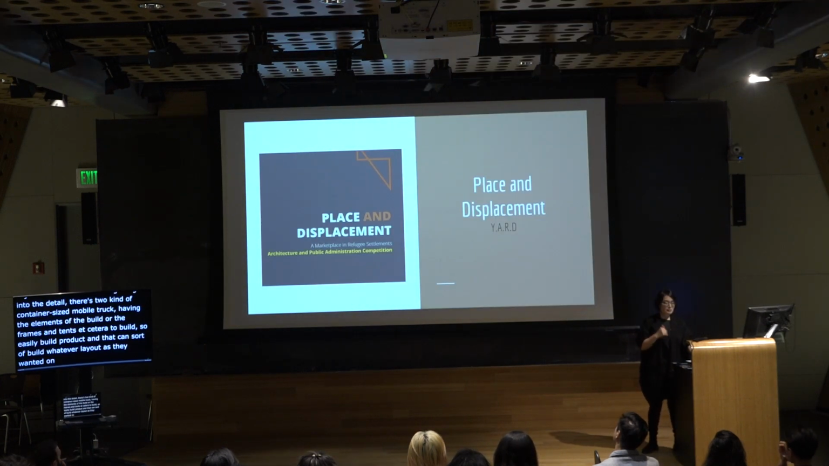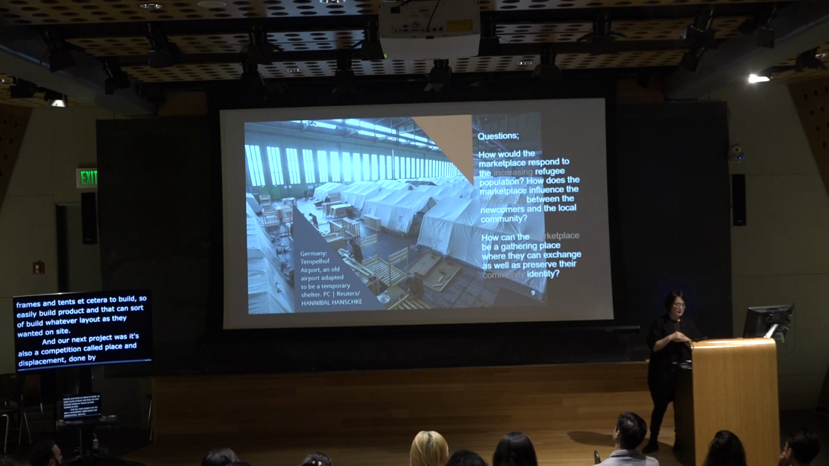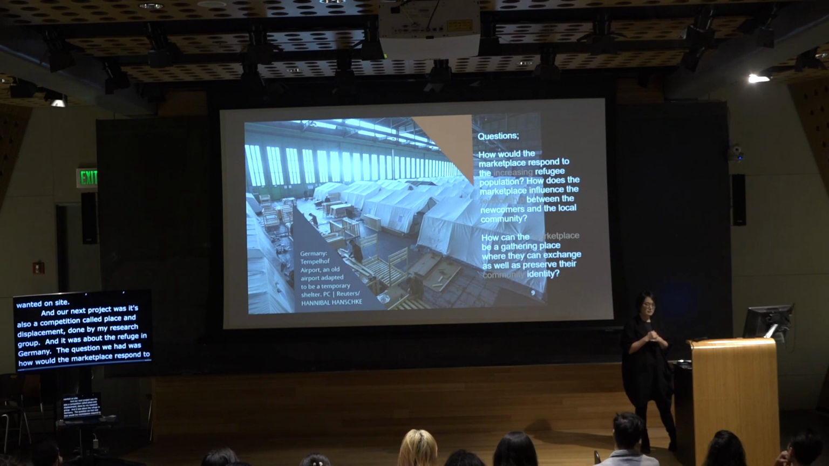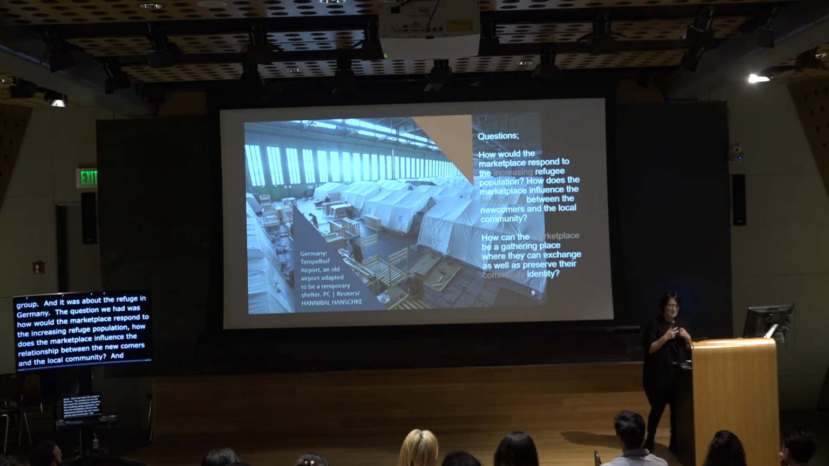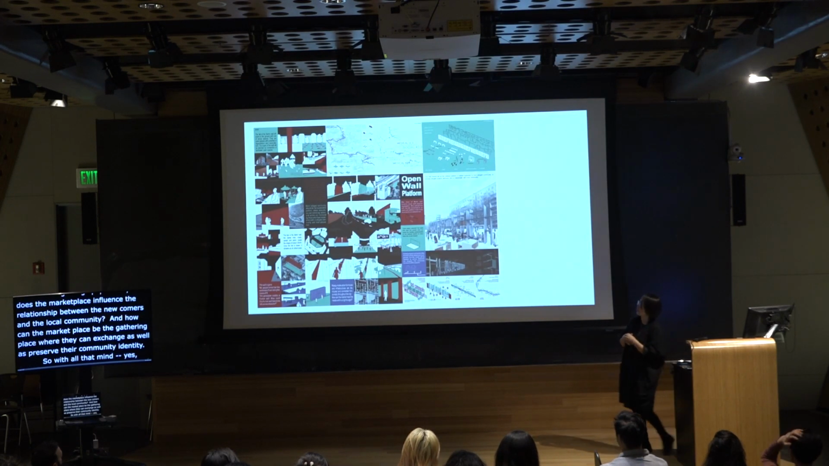The next project was also a competition, called Place and Displacement, done by my research group. It was about refugees in Germany. The questions we had were: how would the marketplace respond to the increasing refugee population? How does the marketplace influence the relationship between the newcomers and the local community? And how can the marketplace be a gathering place where they can exchange as well as preserve their community identity? With all that in mind, to make a short story, this was the proposal.